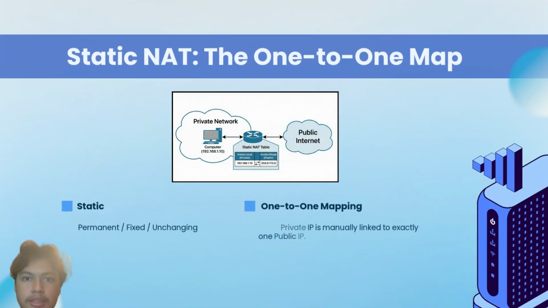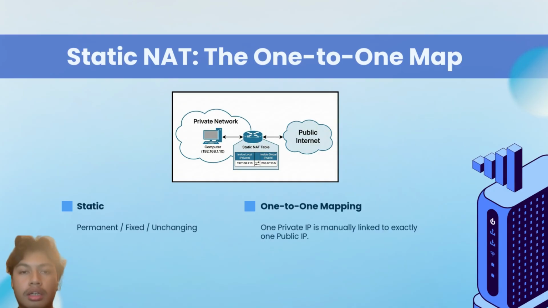Everyone, my name is Radin Haris bin Ghazali, and today I'll be explaining about static Network Address Translation, which is also called static NAT. And what exactly is static NAT? It is also known as the one-to-one map. Static basically means permanent, fixed, or unchanging. So it's a method where one private IP address is manually linked to exactly one public IP address. This link is permanent, we cannot change it, and it will never change.